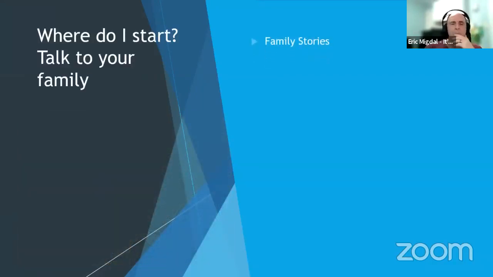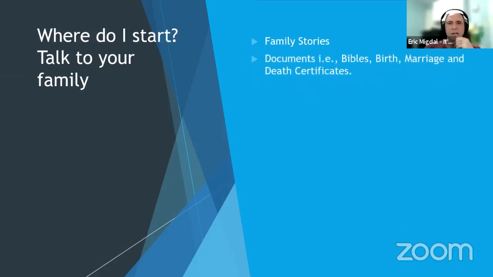So where do you start? Talk to your family. Find family stories that you might have heard. Write them down. Find documents that your family might have. Bibles with information written in it about births, deaths, and marriages. Birth, marriage, and death certificates.